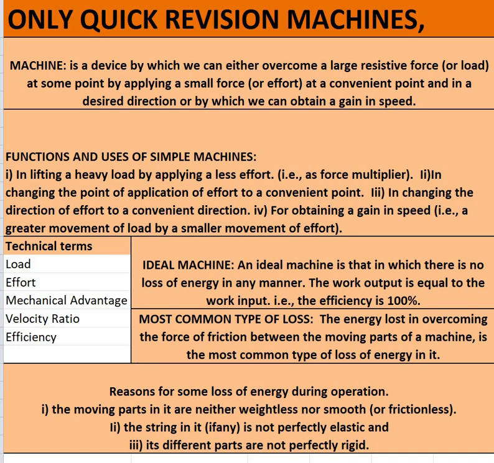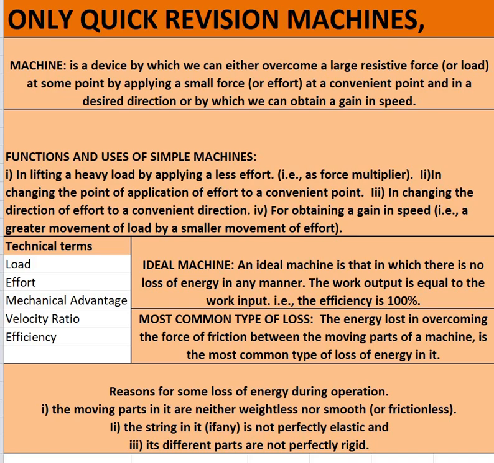And we have the functions and uses of machines. So what is the first function? Lifting a heavy load by applying less effort, where the machine is used as a force multiplier. Examples: a jack is used to lift a car, a bar is used to lift a heavy stone, an inclined plane is used to transfer a load from the ground to a higher level, and pulleys are used to lift a heavy load. In all these examples, the effort is much less than the load, so the machine acts as a force multiplier.